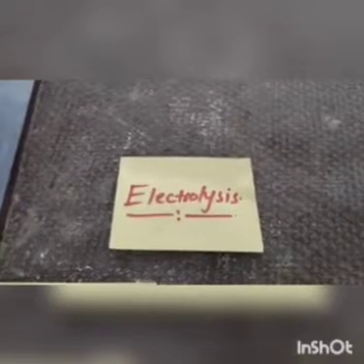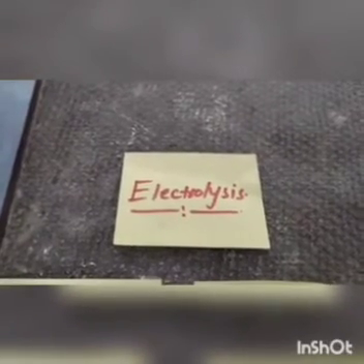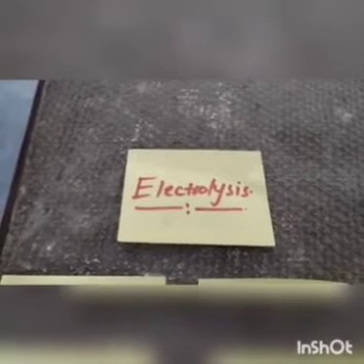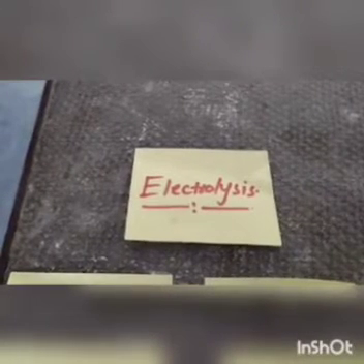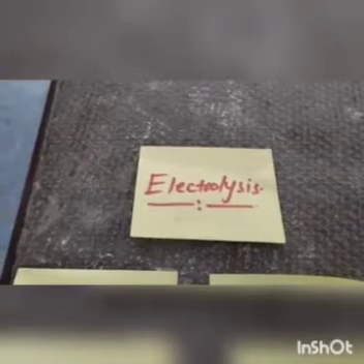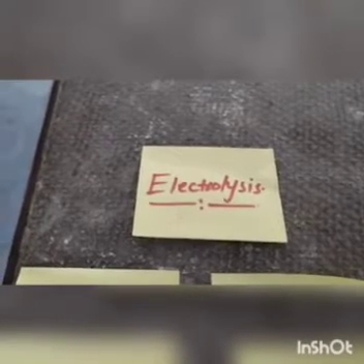We are going to start our new topic, that is electrolysis. What is electrolysis? Electrolysis is the process by which ionic substances are decomposed into simpler substances when an electric current is passed through them.